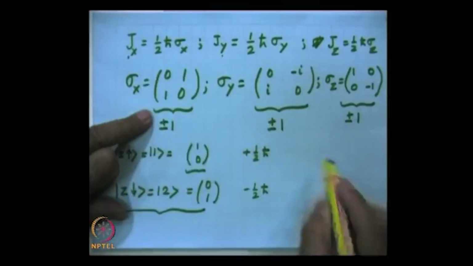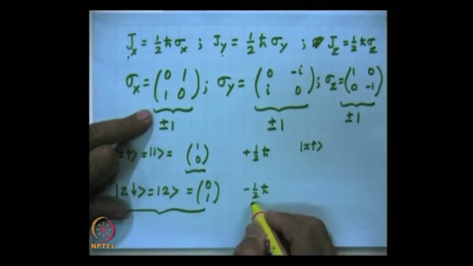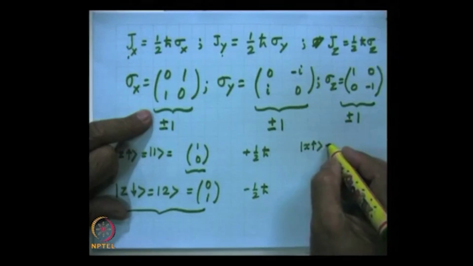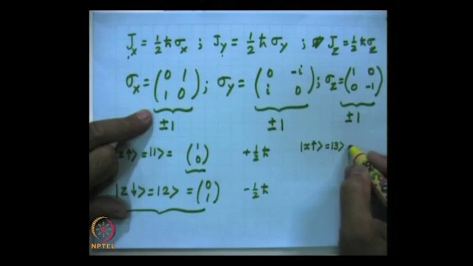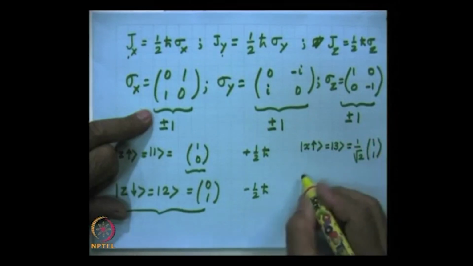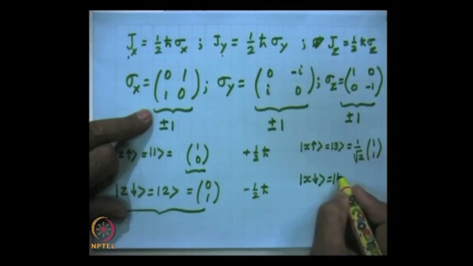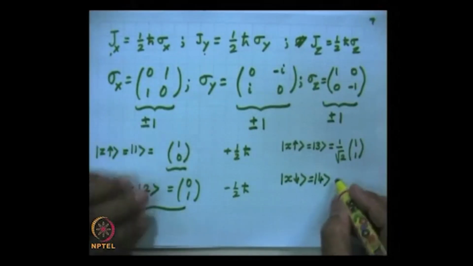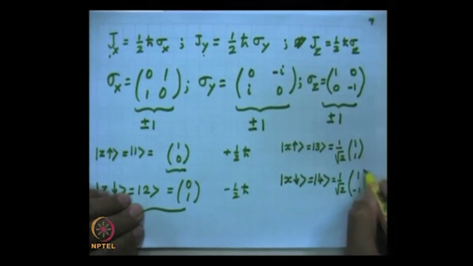Now, the eigenkets of the x up state, let us suppose I denote by ket 3. If you find the normalized eigenvector of this, it is very easy to show that this is 1 by root 2 (1, 1). Similarly, the x down state, let us suppose I denote this by ket 4. So, this is equal to 1 over root 2 (1, minus 1).